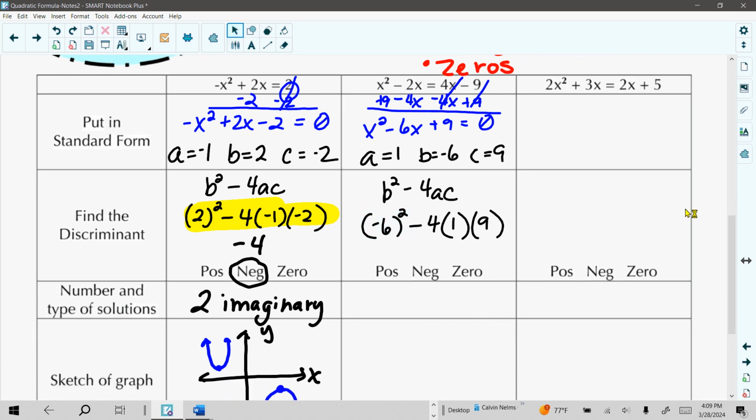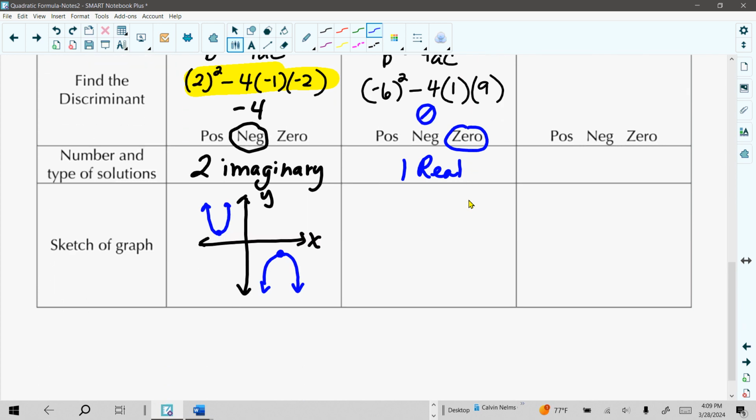We are getting our answer, and we should get 0 here. Anytime we get a 0, this means we have one real solution. Now, a real solution will touch the x-axis, but it will touch it only once. So it's only going to touch it one time.